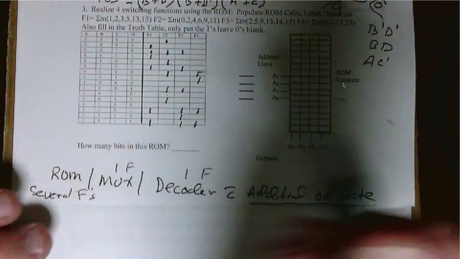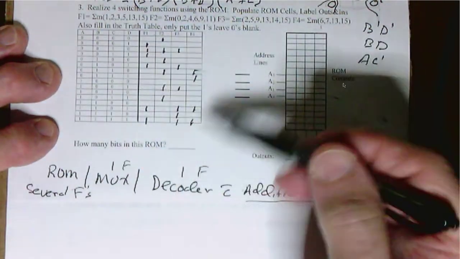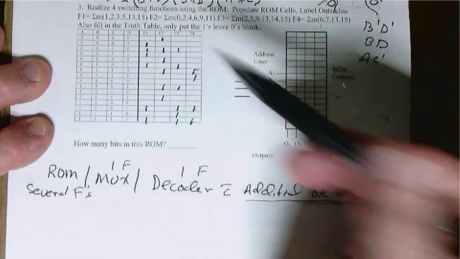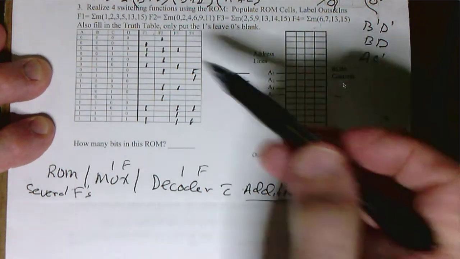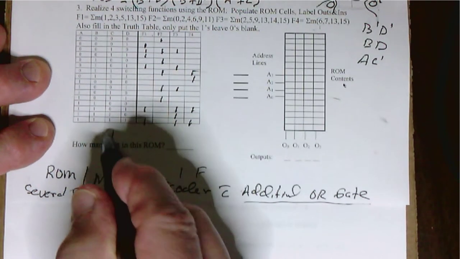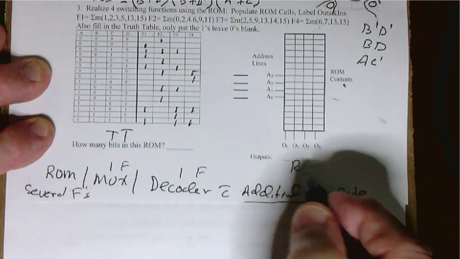Okay, now this is our truth table. These are the four functions we want to generate with these four input variables. Now we want to implement this with this ROM. So this is the truth table here, and this is the ROM over here.